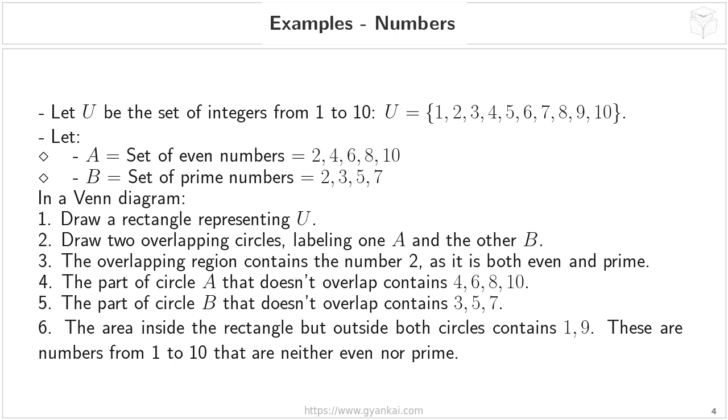These are the numbers that are in our universal set, from 1 to 10, but are neither even nor prime. Those numbers are 1 and 9.